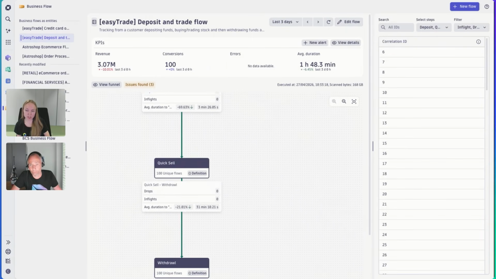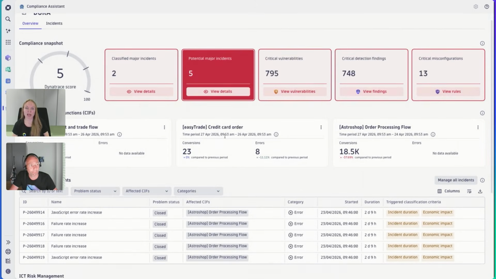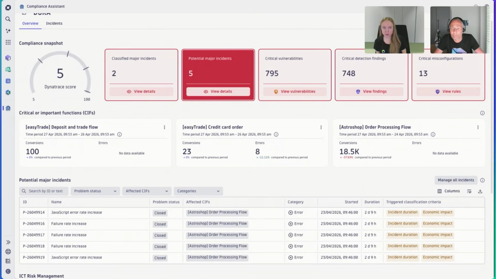And with this logic, we can then connect the compliance objective we have in Compliance Assistant, switching back into the app, and have a holistic view into those processes and how they connect with the underlying data in Dynatrace through the business flow logic.